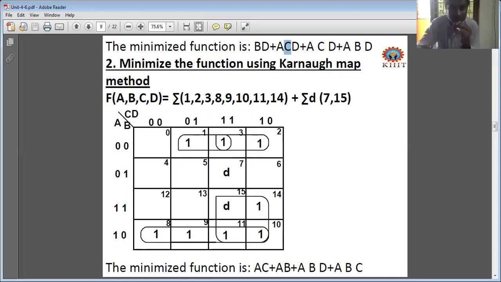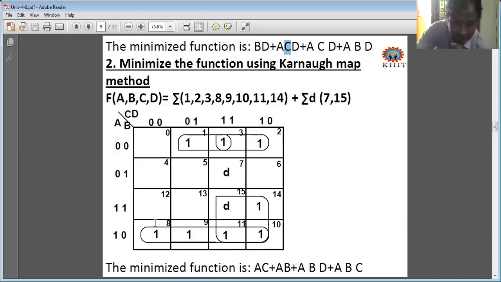Now in this case, what is meant by sigma 1, 2, 3? See, you write 0, 1, 2, 3, 4, 5, 6, 7, then 8, 9, 10, 11, 12, 13, 14, 15. After writing these, sigma 1, 2, 3: at 1 place 1, at 2 place 1, at 3 place 1, at 8 place 1, at 9 place 1, at 10, 11 place 1, then at 14 place 1. Then sigma D of 7: at 7 place D, then at 15 place D.